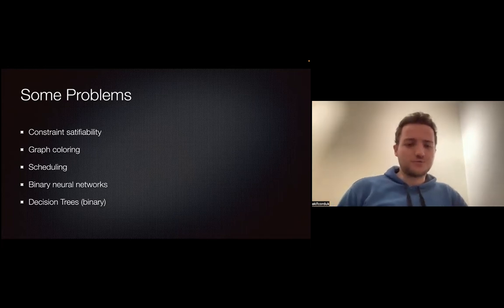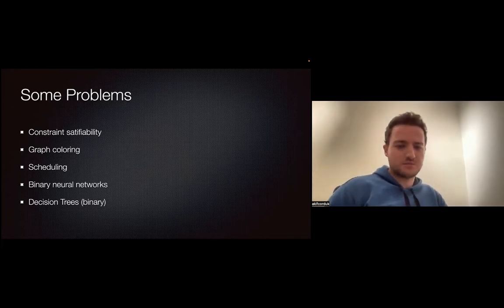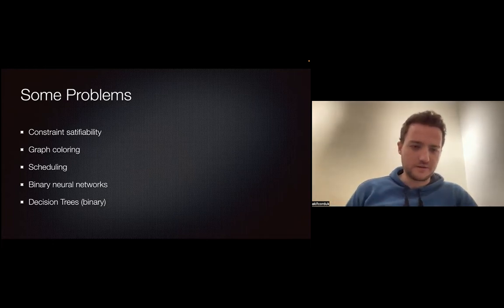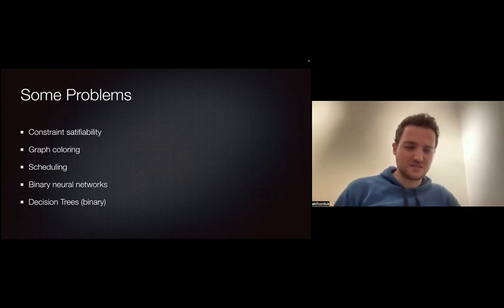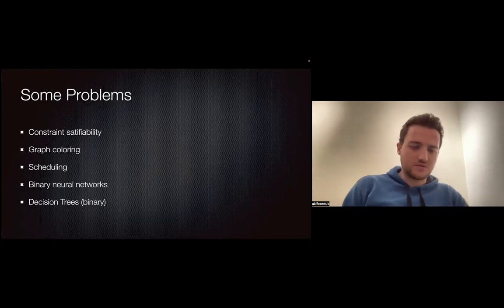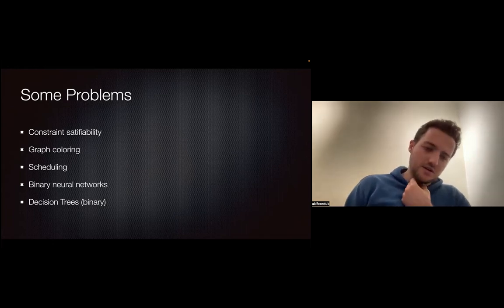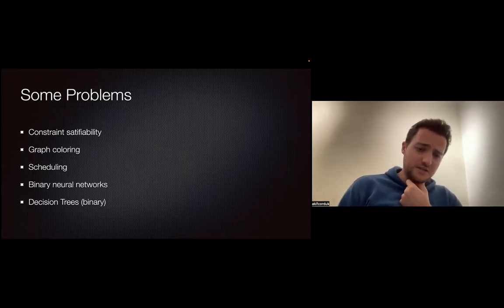I mean, why might you ask, would people use binary neural networks? Because it's much faster than normal ones. It's up to 60 times faster. Binary decision trees are more or less the same story. You just do binary decisions and see if there exists a decision tree that fits the data.